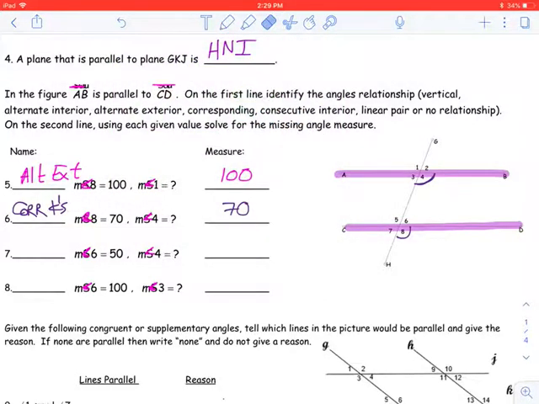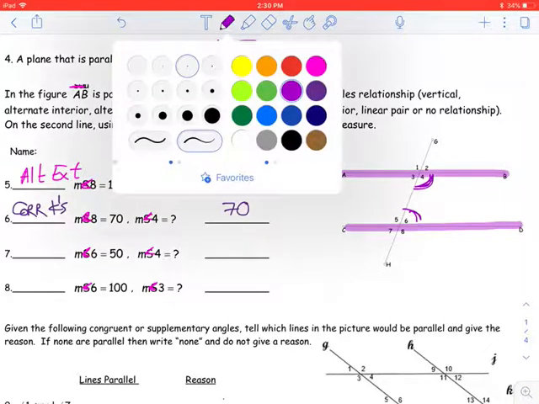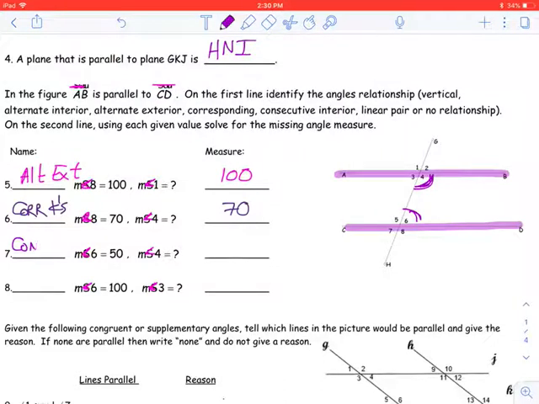Okay, so the next one, angle 6 and angle 4. Those are both interior, and they're on the same side. So that means those are consecutive interior, and that's the only situation where they're supplementary. So if this is 50, then this is whatever's left out of 180, which is 130.